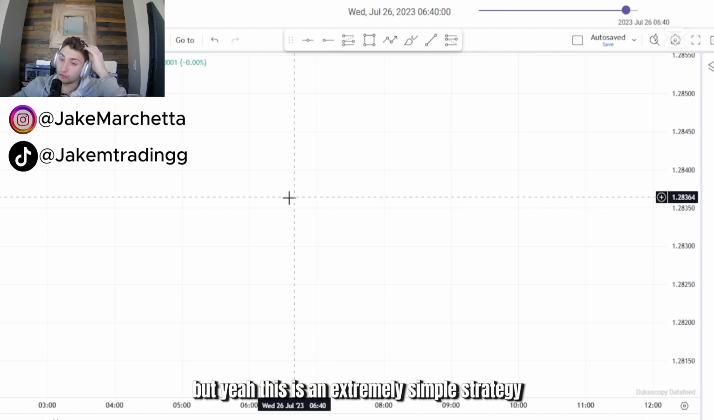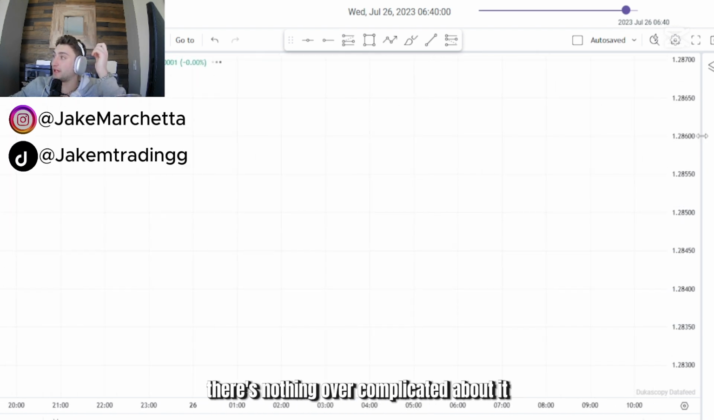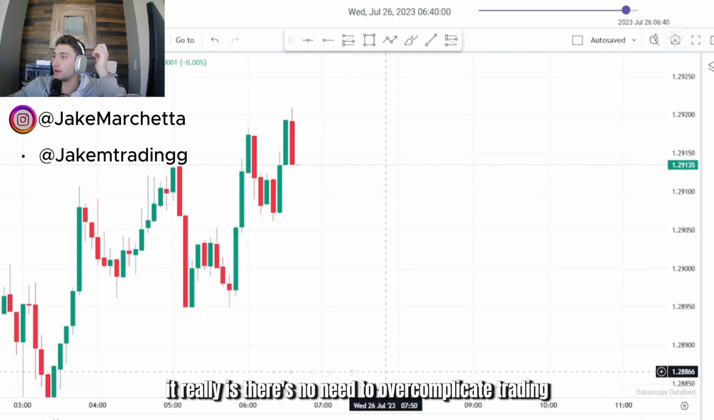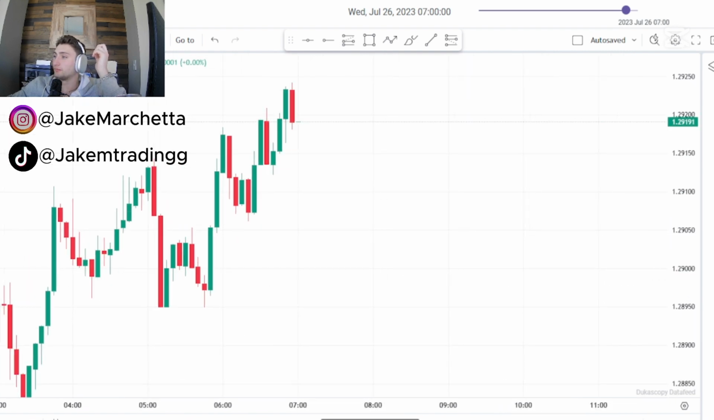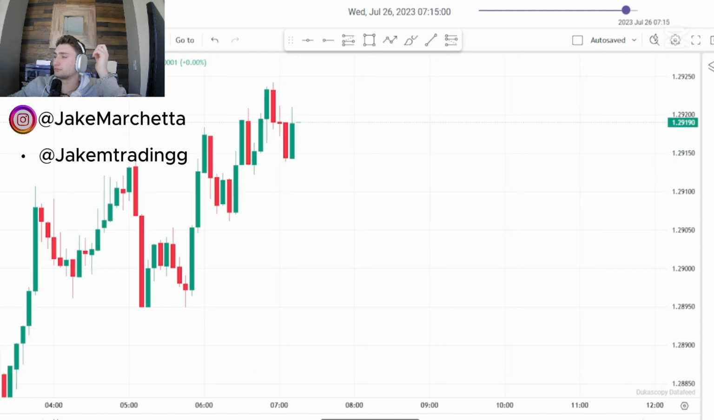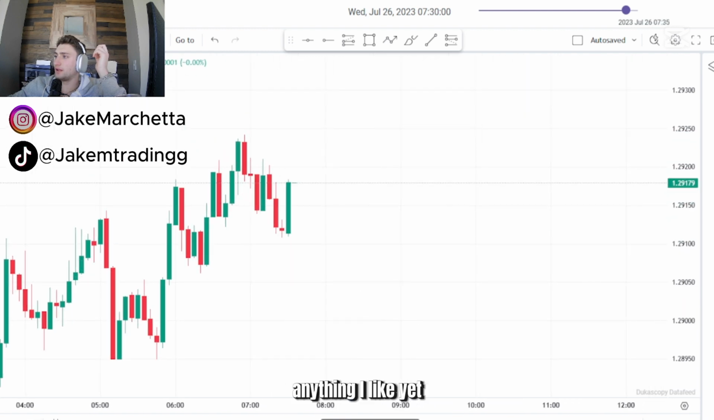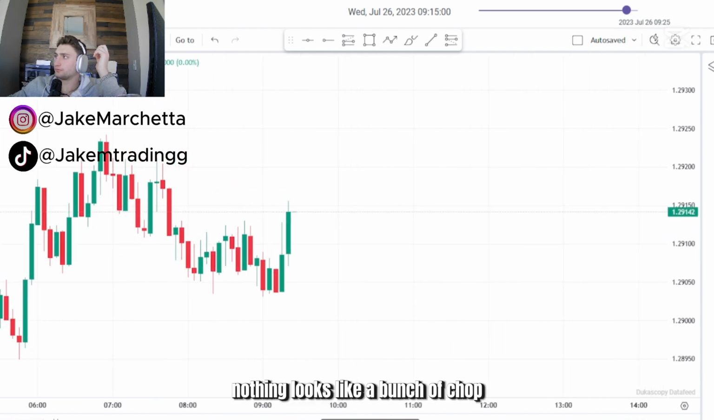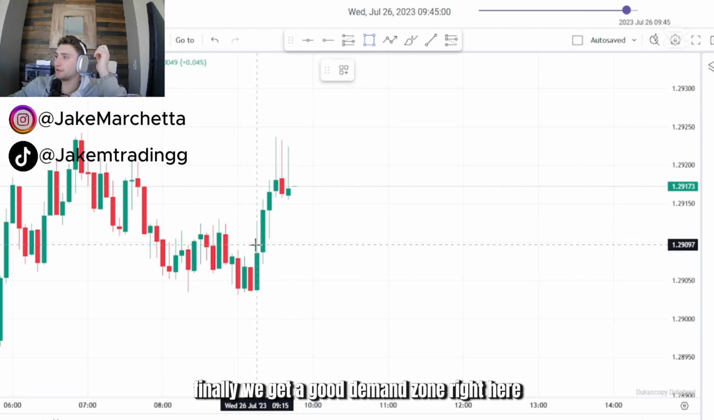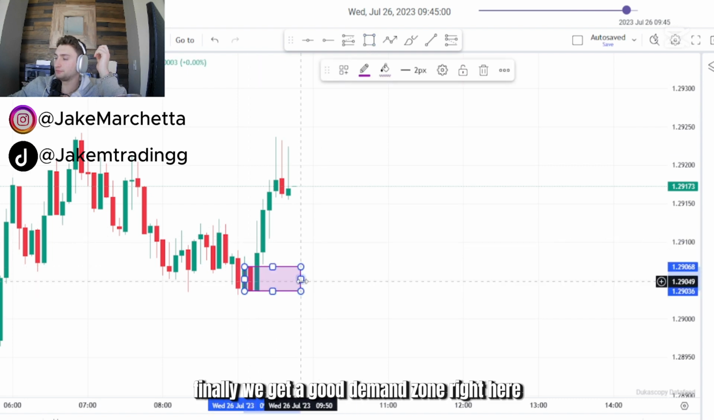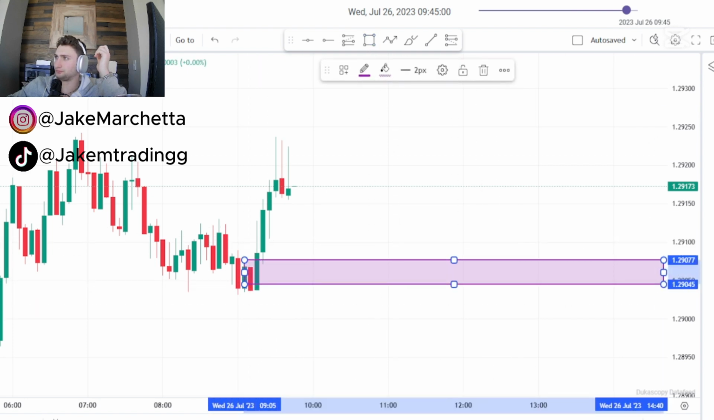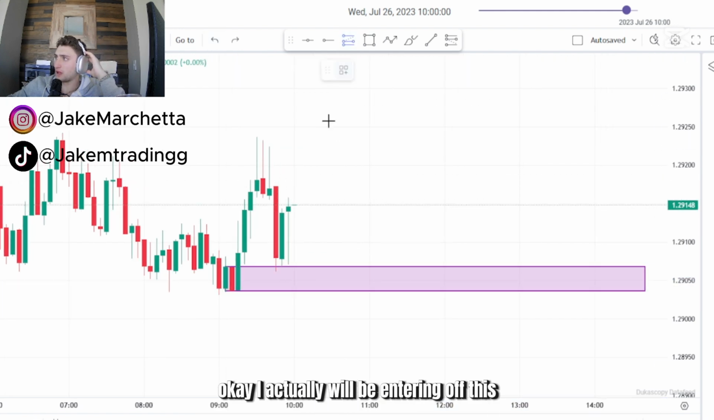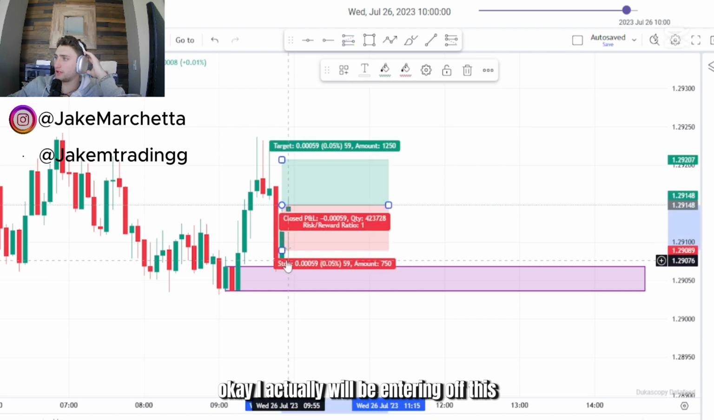But yeah, this is an extremely simple strategy. There's nothing overcomplicated about it. Look how simple this is, guys. It really is. There's no need to overcomplicate trading. Anything I like yet? Nothing. Looks like a bunch of chop. Finally, we get a good demand zone right here. Okay. I actually will be entering off this.